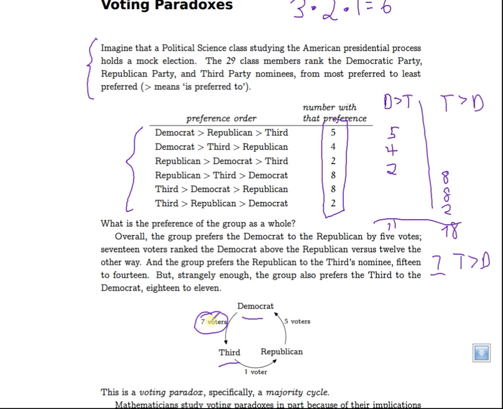Now, if you tally up all of the other preferences in the same way, I won't go through that, but you should be able to do that, you find that third party is preferred over Democrat, Republican is preferred over third party, and Democrat is preferred over Republican. That seems kind of strange. There's no clear preference among the 3 candidates. Okay, all right, so what are the implications here?